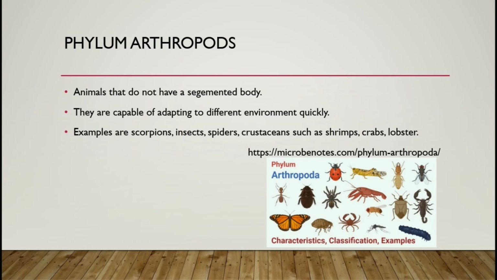The next phylum is phylum Arthropoda. Their bodies are bilaterally symmetrical with a strong exoskeleton. Arthropods are capable of adapting to different environments quickly.